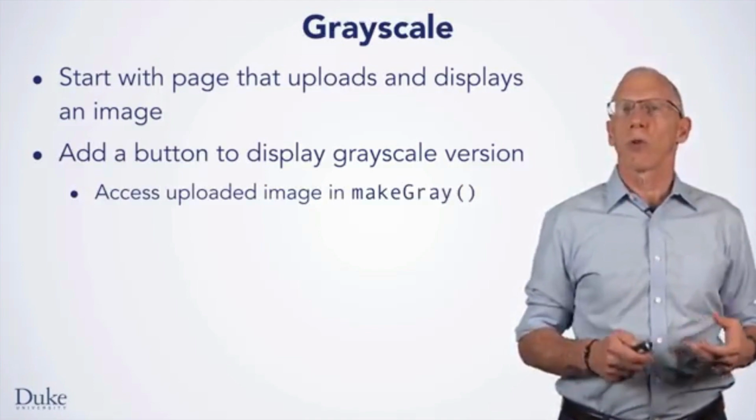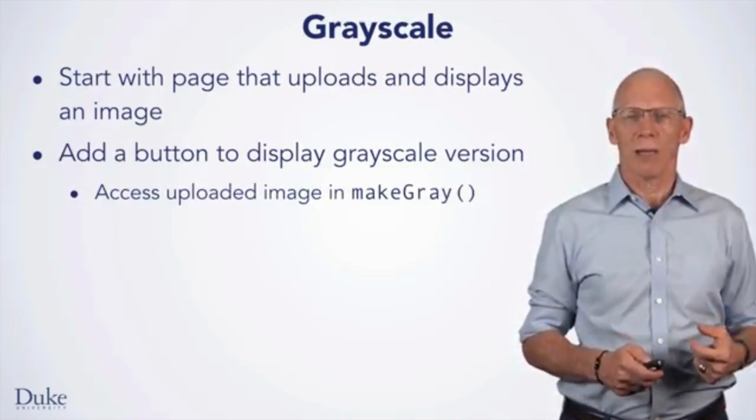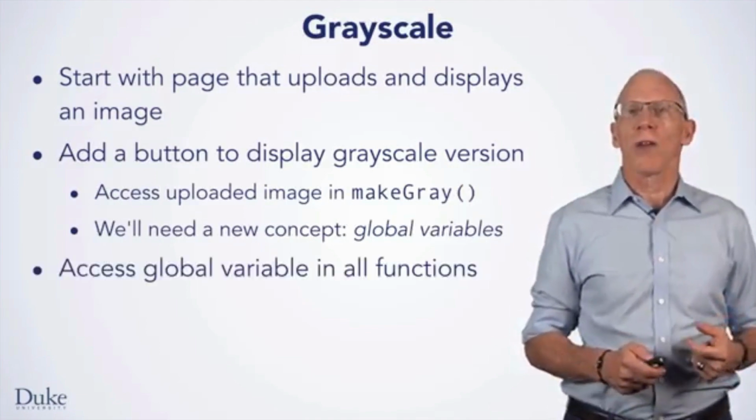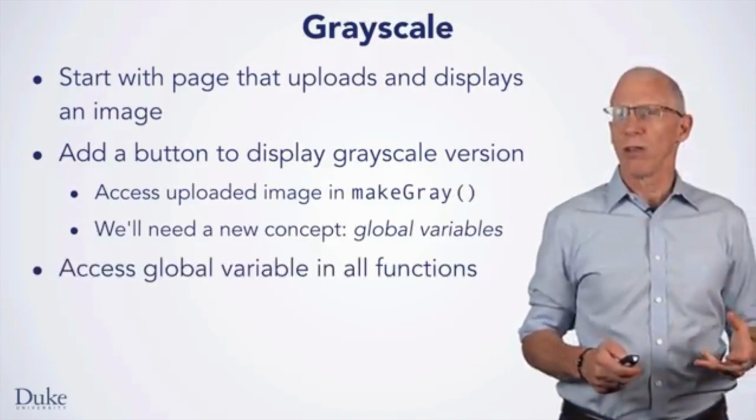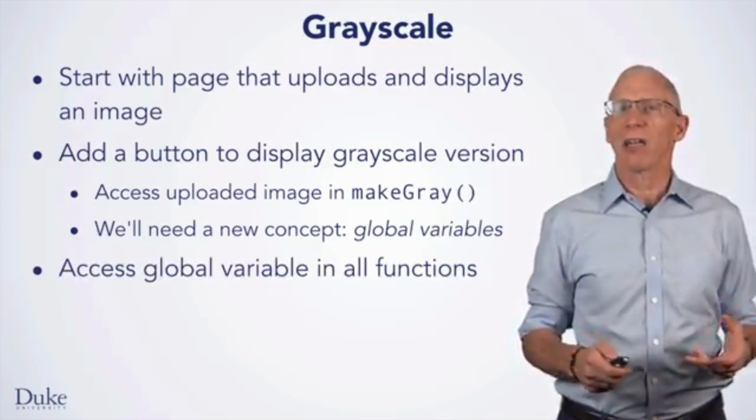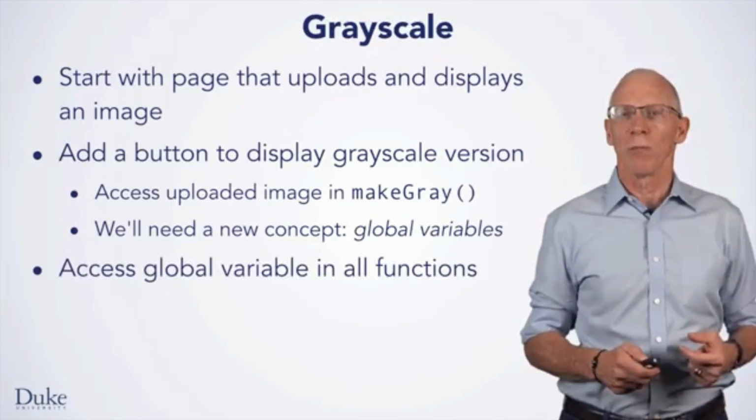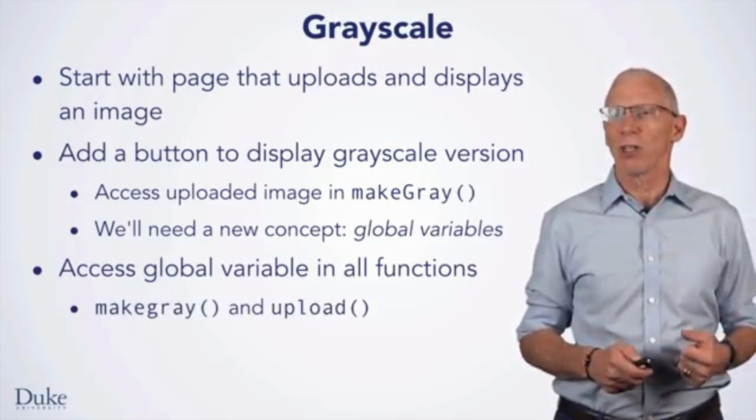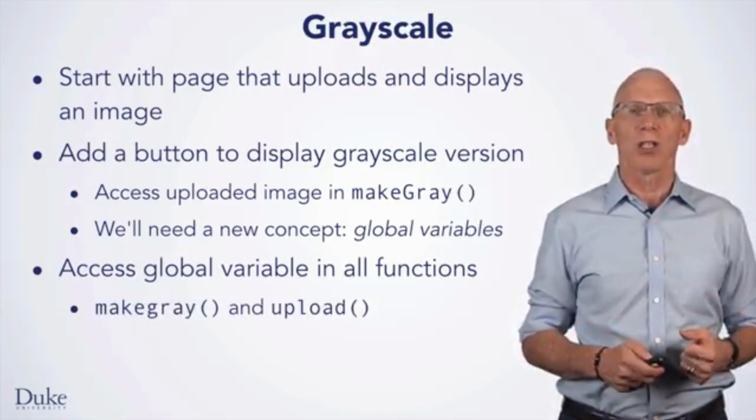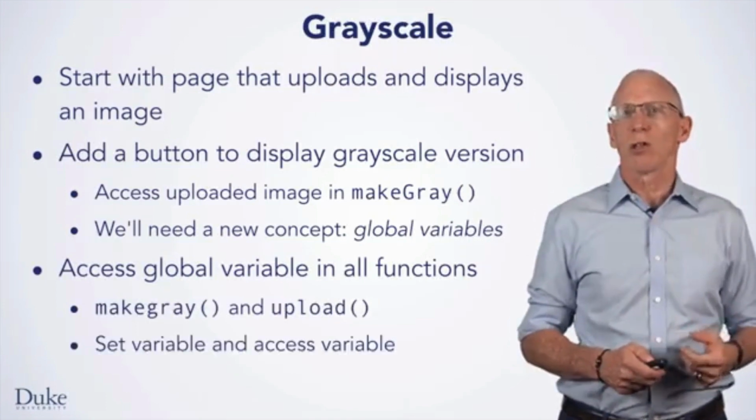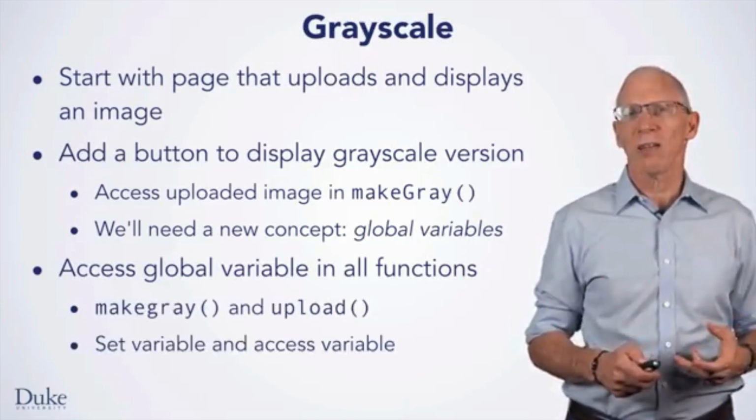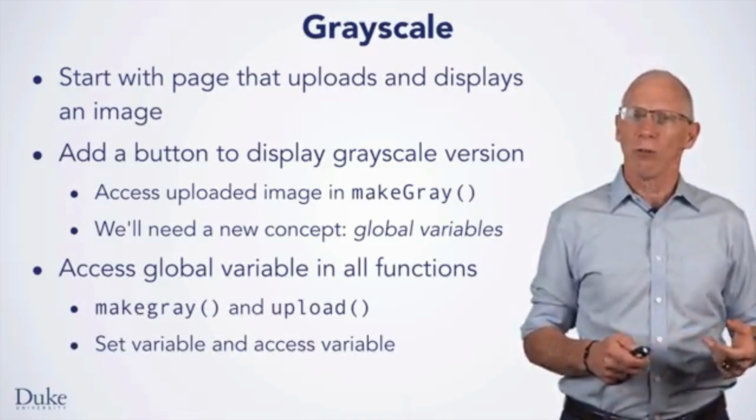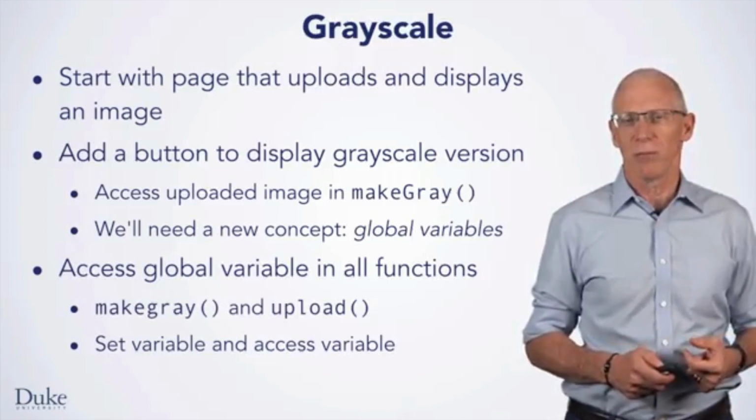This will require a new programming concept, global variables. A global variable can be accessed in all functions because it's defined outside of any of these. That's what makes it global. We'll see that a global variable for an uploaded image can be accessed in the function upload and also in the function makeGray. The global variable is set or assigned a value in upload and then accessed or modified in makeGray to create the grayscale version of the image.